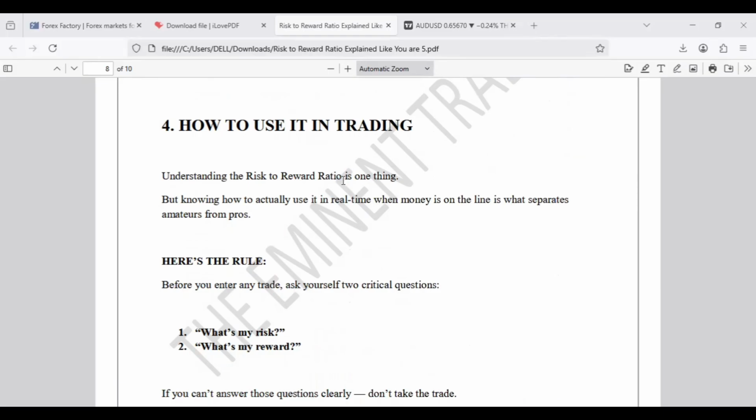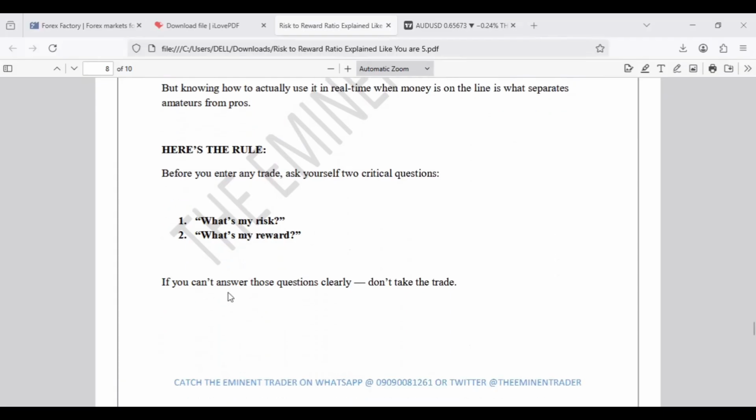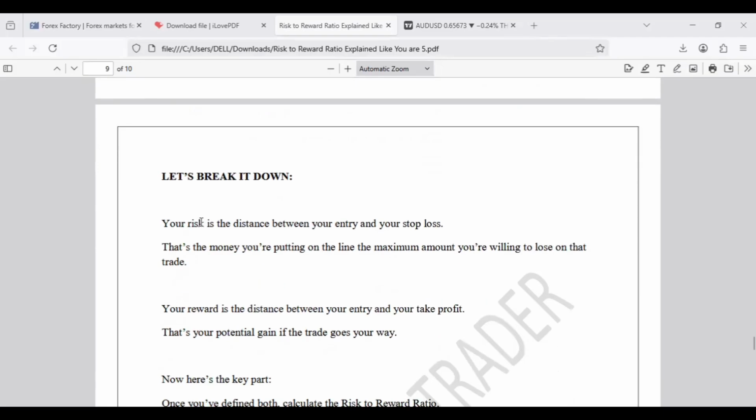So here's the rule. Before you enter any trade, always ask yourself 2 critical questions. First of all, what is my risk? Then secondly, what is my reward? If you can't answer those questions clearly, don't bother taking the trade. So let's break it down. Your risk is the distance between your entry and your stop loss. Then that is the money that you are putting on the line, the maximum amount you are willing to lose on that trade. And this thing solves a lot of problems in trading.